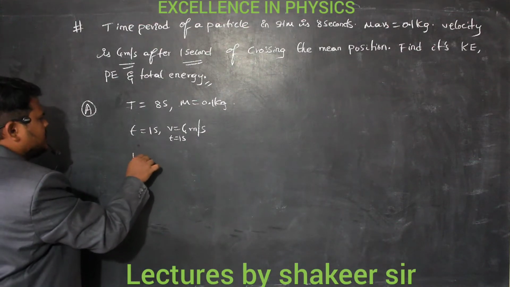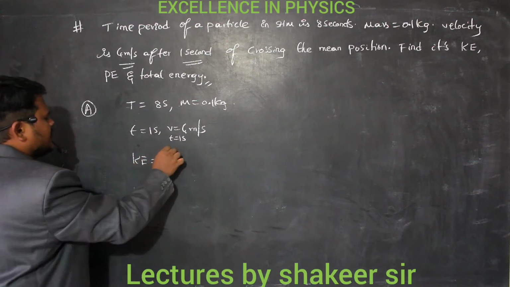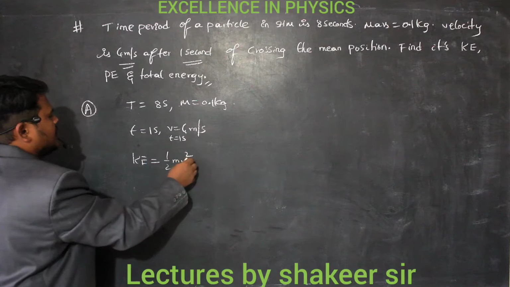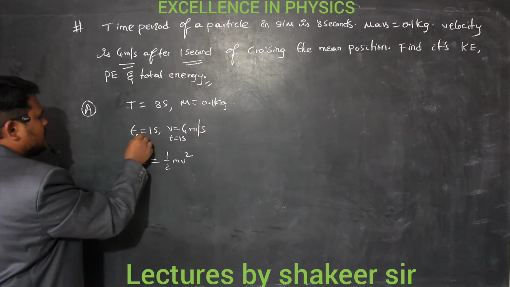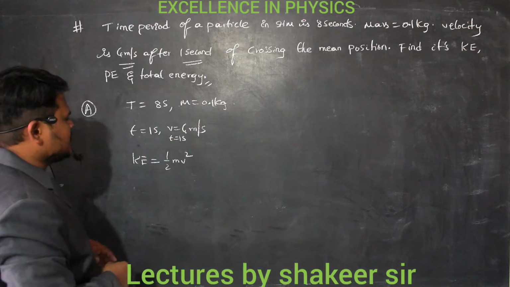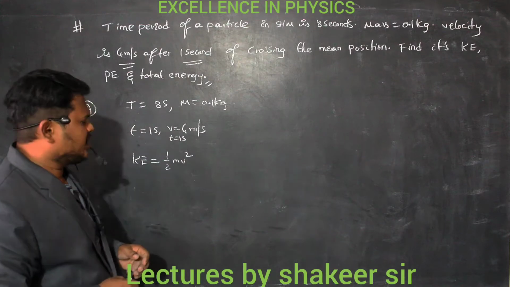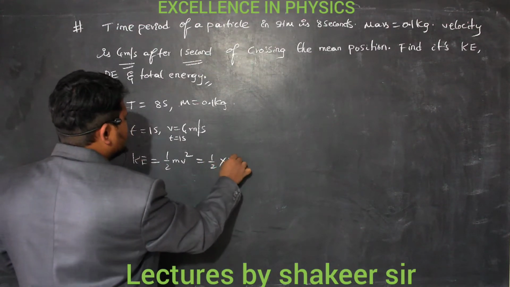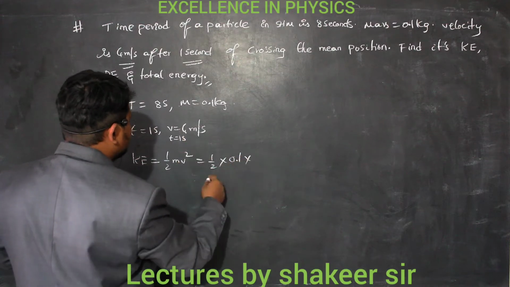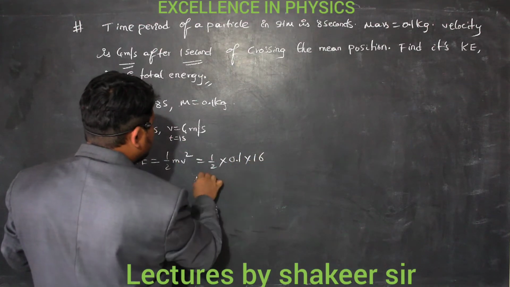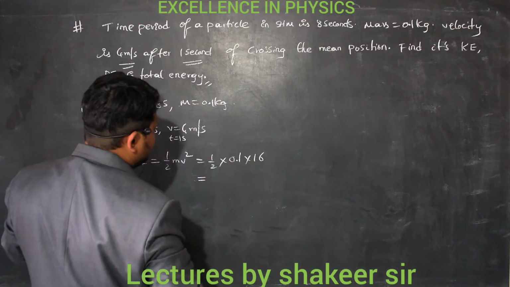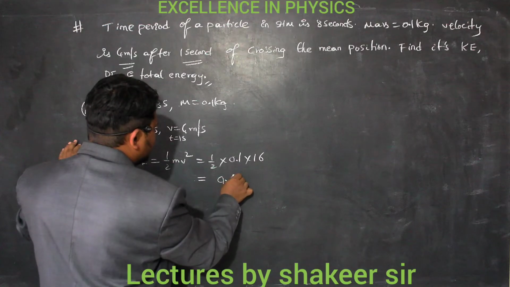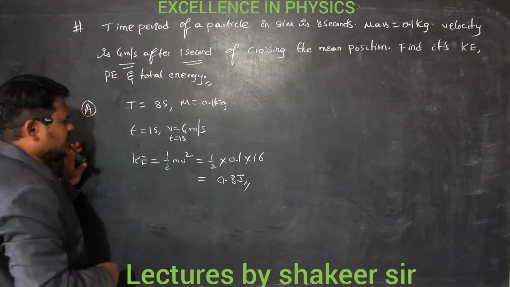Kinetic energy is very easy to calculate because kinetic energy is half mv square, at t equal to 1 second. Velocity is already given as 4 meters per second. So half into mass of the body, which is 0.1, into velocity 4 square, which is 16. So this is equal to 0.8 joules. Clear? So this is the kinetic energy.